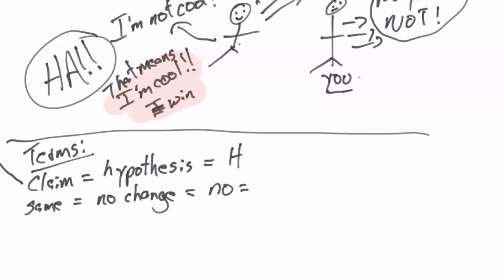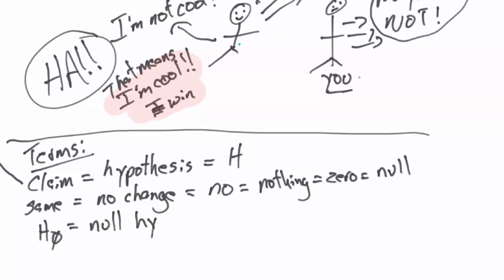A synonym for the word no. No sometimes means nothing. That sometimes can be the word zero. In our British counterparts, they sometimes say the word zero is null. And so the no change claim, the no change condition, the fact that we're setting up the data sets and saying that there is no difference between them, we're going to call that the null hypothesis. And we'll label it as H sub 0. We'll call that the null hypothesis. It's the no change claim, which really means we're saying that they're the same.